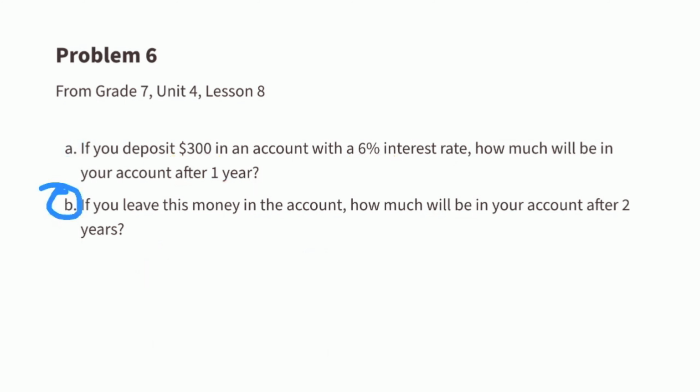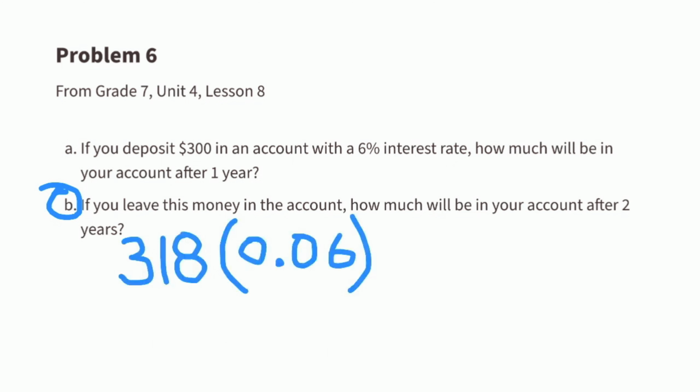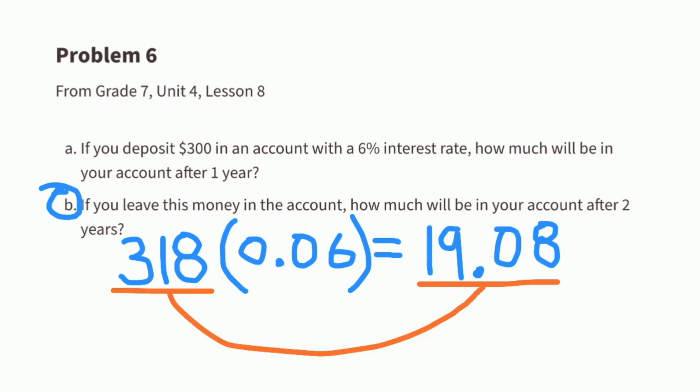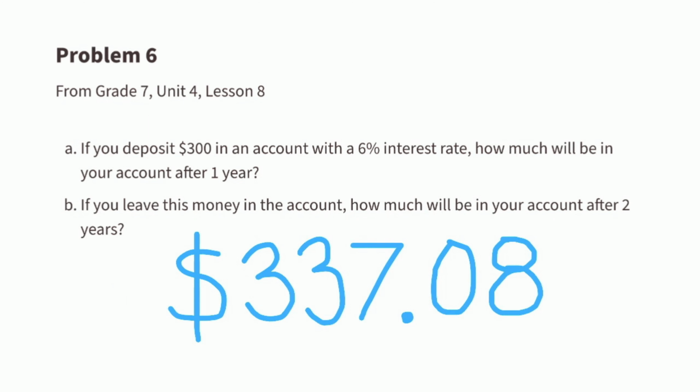B. If you leave this money in the account, how much will be in your account after 2 years? To include the second year, now we can do $318 times 0.06 to see how much interest we earn in the second year. That would be $19.08. So let's add the $318 from the first year to $19.08. That's the interest made in the second year, for a total of $337.08.